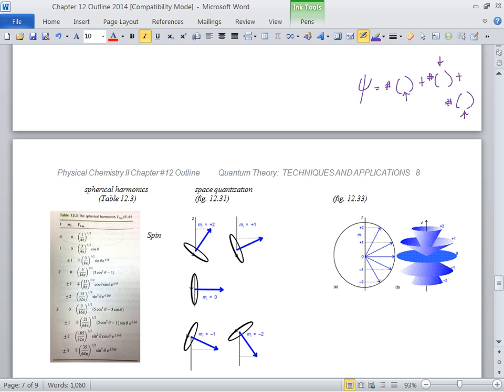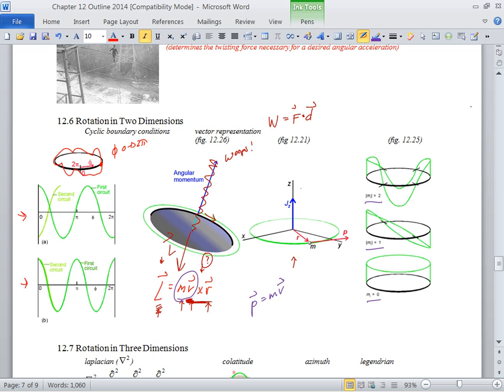So, jumping up here, they are already assuming that, hey, you know all this already, that we solved the Schrödinger equation for this electron, and m sub l and little l, and so they're just trying to give you some ideas here of how they would look.